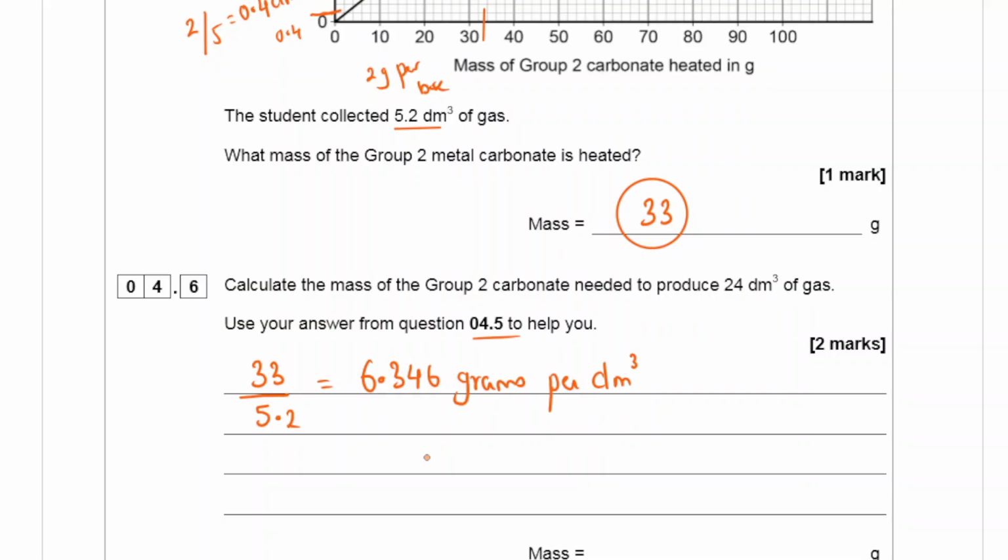So I can multiply that by 24 to find the total mass. For 24 dm cube, 6.346 multiplied by 24, I would get 152.3 grams. So I can round it off to a whole number, 152 grams.